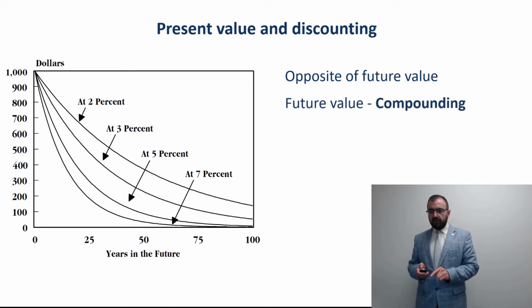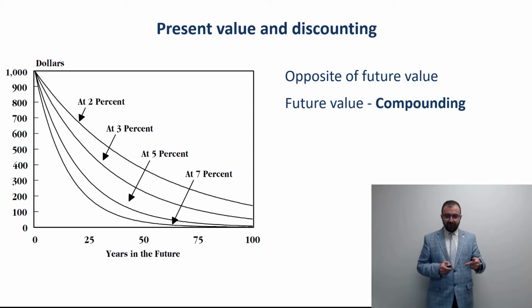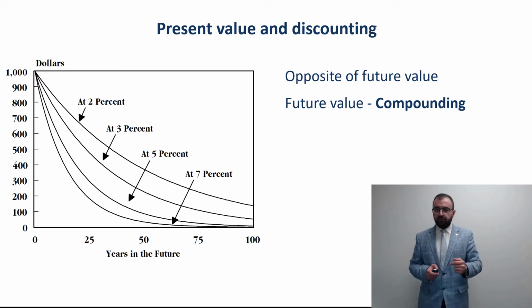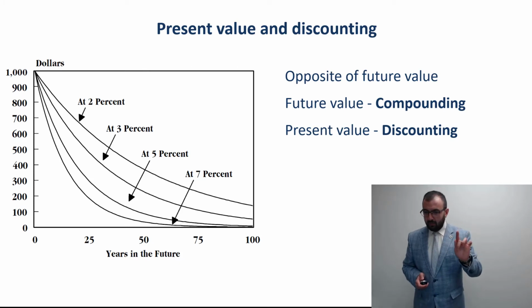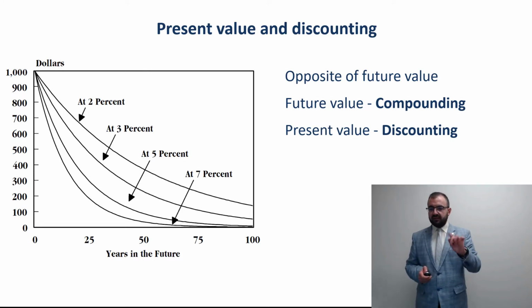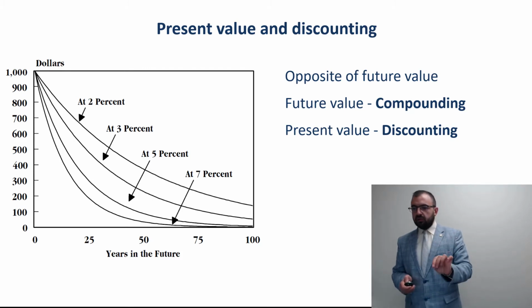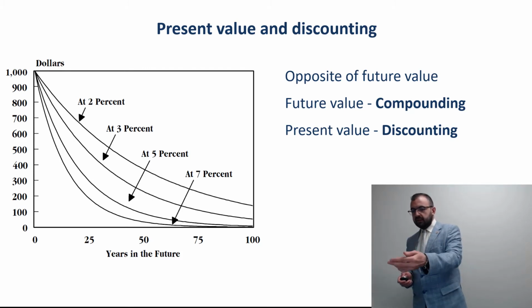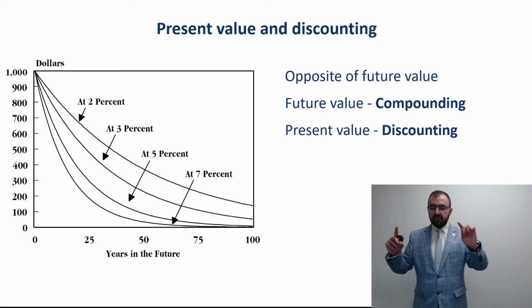If you remember, in calculation of future value, we deal with compounding. So we have present value, we have rate of return, and we compound to future value. In case of the present value, we use discounting. In this case, we calculate and understand the present value by discounting.